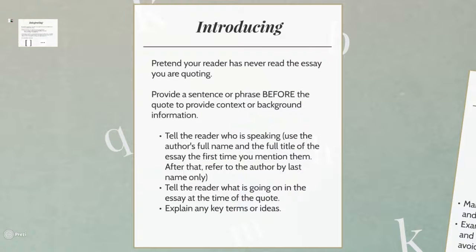The introducing step involves imagining your audience. So you want to pretend you're writing for smart, educated people that can understand big concepts and issues, but at the same time, you want to pretend you're writing for a reader who has never read the essay you are quoting. So you want to make sure you slow down and provide plenty of background information before you bring in the quote. The quote's really not going to work for you very effectively if your reader can't understand it as they read it. So they really require that background information.